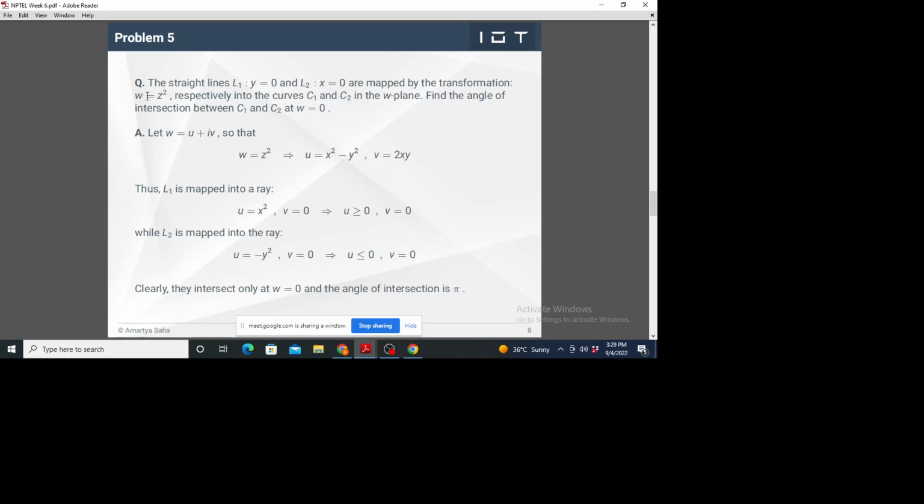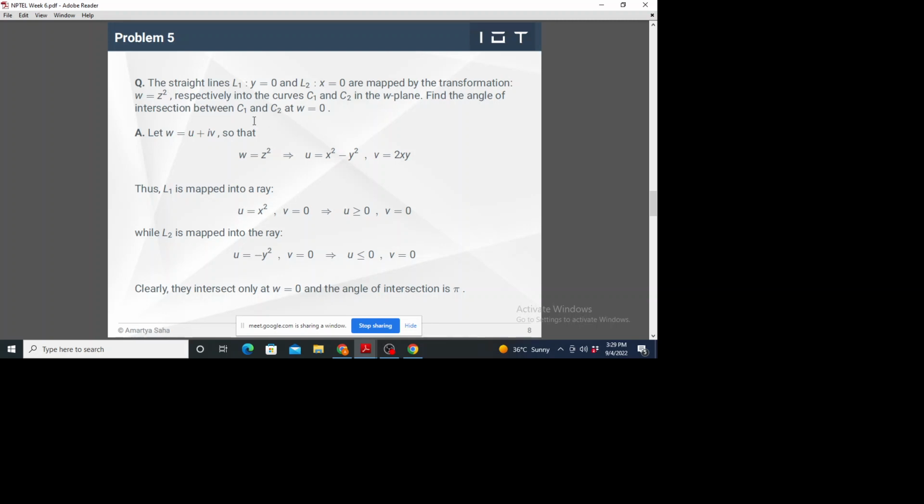Here you see, our transformation was W is equal to z square. W is equal to z square is what we call an entire map, so there is no singularity, no problem with differentiability. Now let us take the first derivative of W with respect to z, and that will give us 2z. Okay, and 2z is 0 where? 2z is 0 at z equal to 0, and z equal to 0 means W equal to 0.